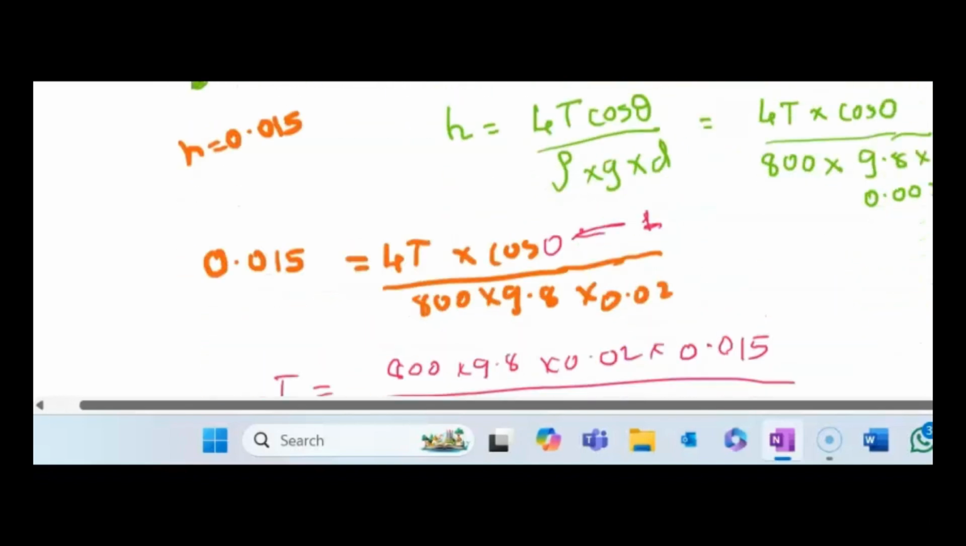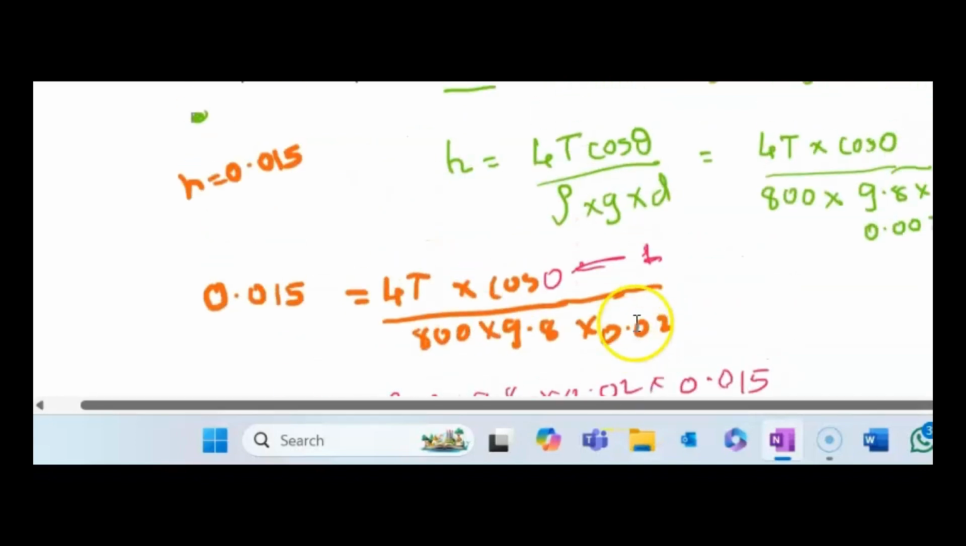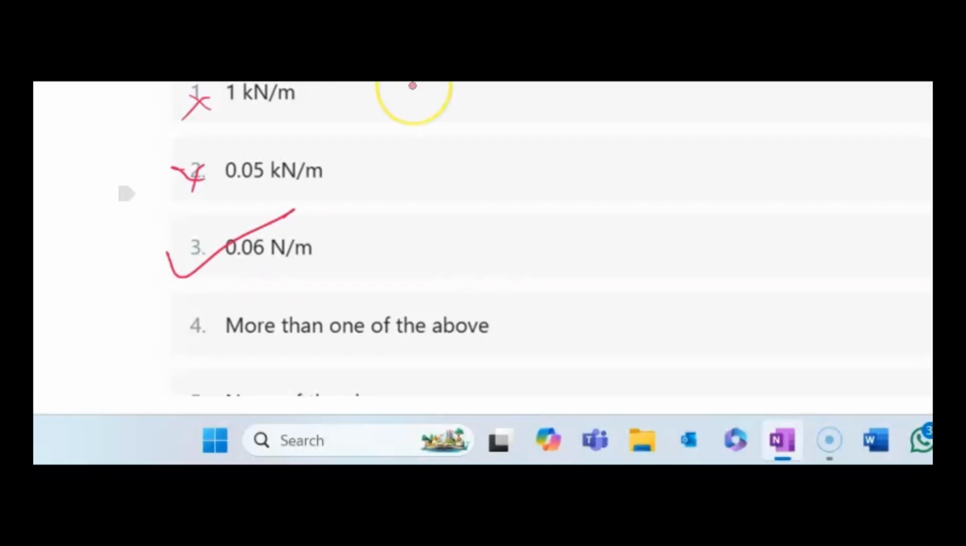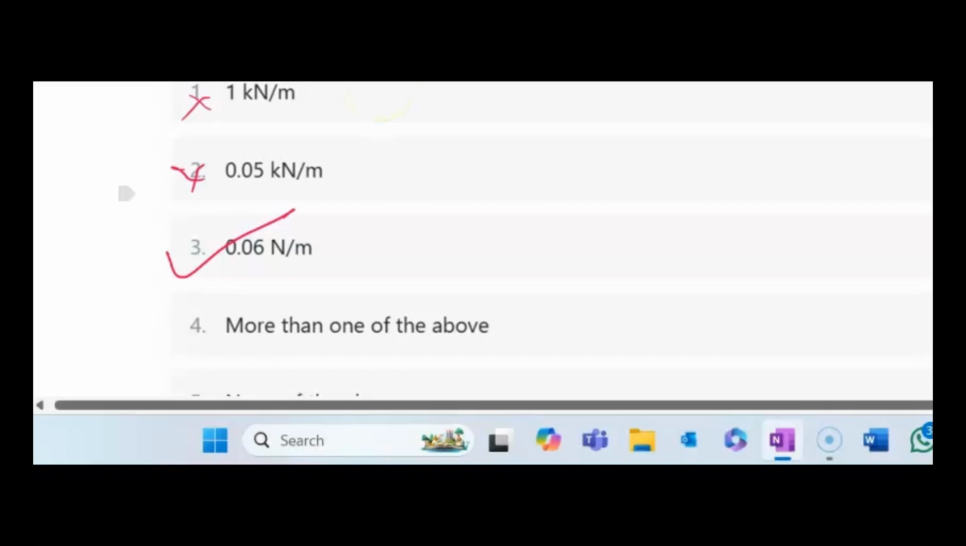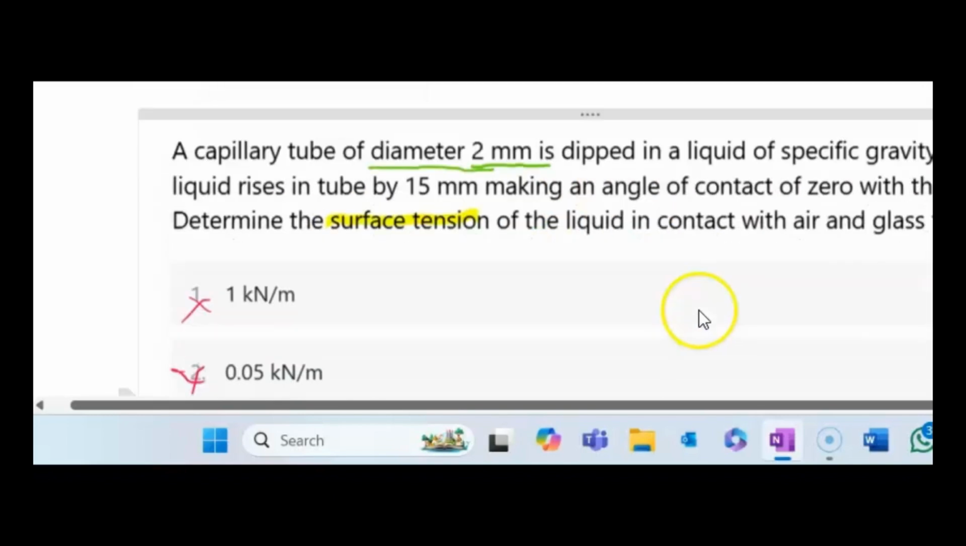The unit will be Newton per meter. So from the options they have given, 1 kilonewton is not an option. This will be your option. So 0.06 Newton per meter is the surface tension we get for the capillary tube of diameter 2 mm at specific gravity 0.8, where the liquid rises in the tube by 15 mm, making a contact angle of 0 with the tube.